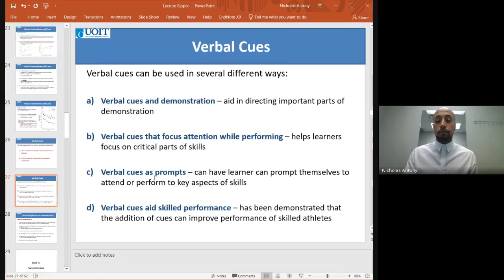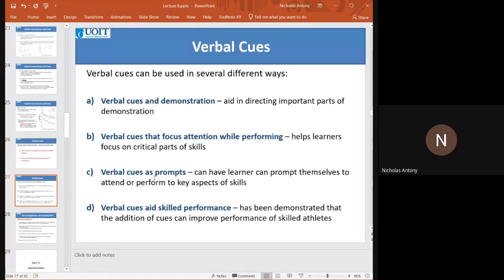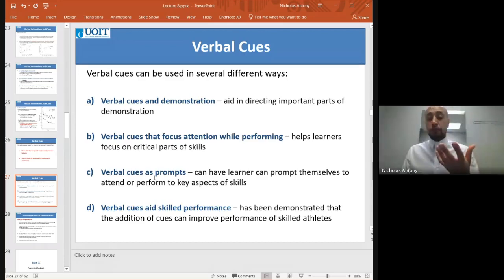Verbal cues are a little bit different than verbal instruction. You give verbal instructions and then they practice. You could also have them practicing and then add in verbal cues for them while they're practicing. So cues are provided while they're practicing. And if you're going to tell them things while they're practicing, typically you want that to either have them focus on things in the environment or to prompt certain actions.